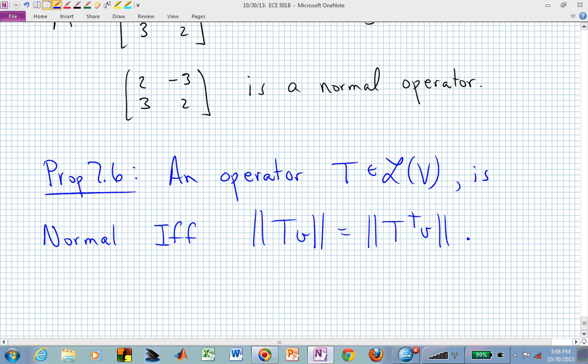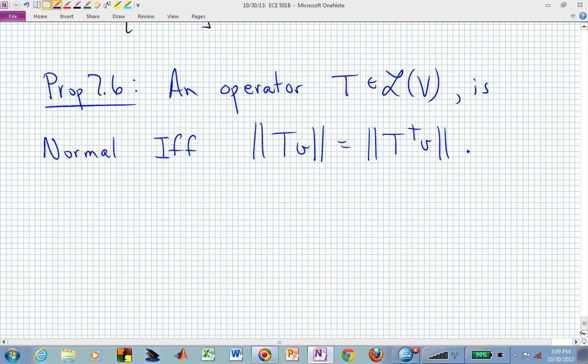So now if you have an operator, T, and you compute its adjoint, which now you kind of know how to do, and you find that their norms are equal, well, you probably need to make sure that that's true for all v in the vector space V, but if it is, then your operator T is normal. Okay? So let's prove that. We haven't proved anything for a little bit. Let's look at the proof.